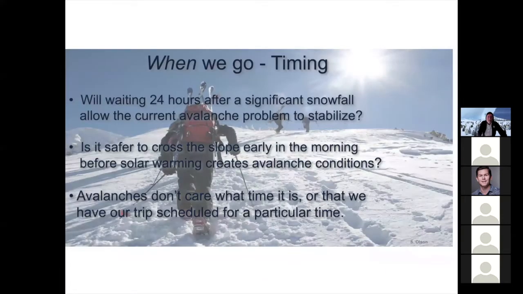We're thinking about our timing. Now, for us in the Sierra Nevada, 24 hours after a significant snowfall allows the problem to stabilize some. Early morning, is it better to cross the slope then? If I'm doing a long distance ski tour, I want to think about where I'm placing camp so I can get up to the top of the pass. I say on a south facing slope, Mother Pass, for example, in the Sierra, get up that early enough when it's just soft enough to travel in, but before it gets too much sun and becomes a wet loose avalanche problem, or maybe a wet slab. Again, the avalanches don't care.